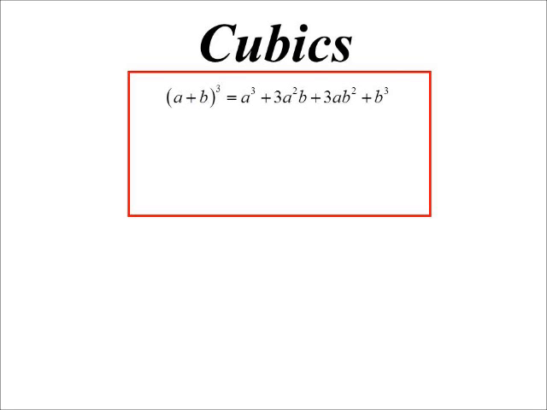1, 3, 3, 1. When it's a minus b all cubed, very similar pattern, but the signs alternate. So we start with positive, we go negative, positive, negative. Okay.